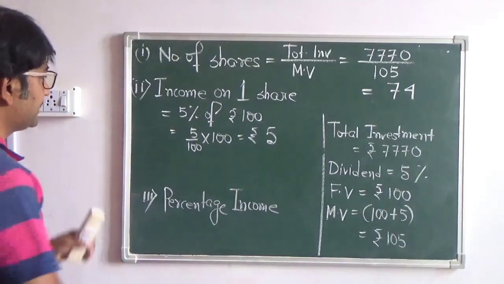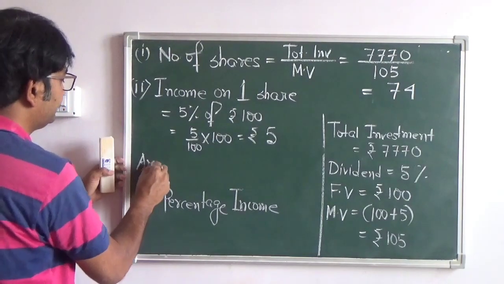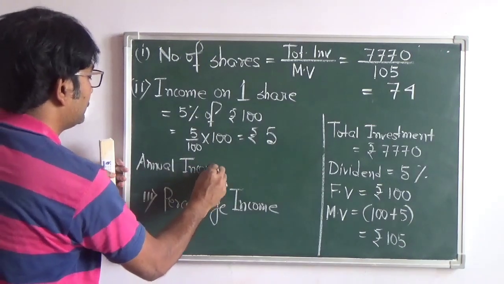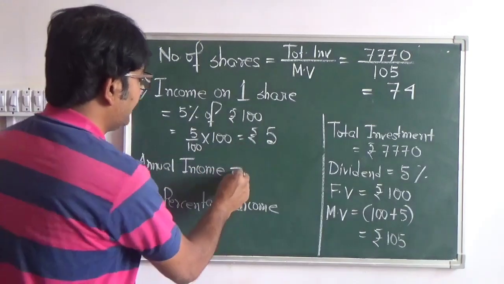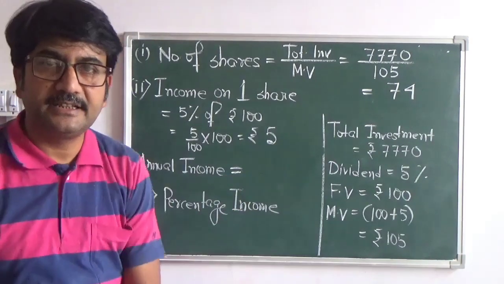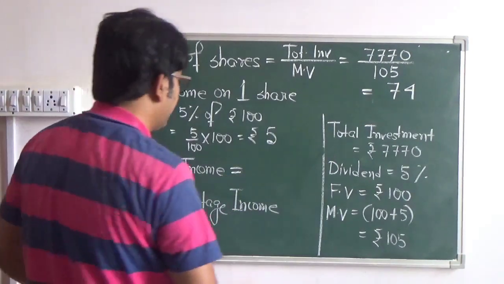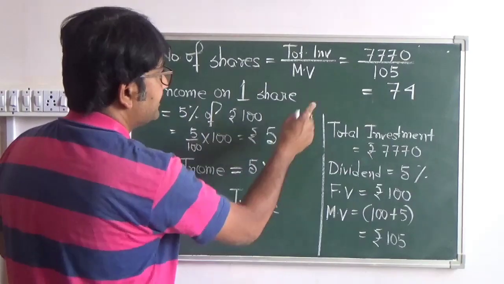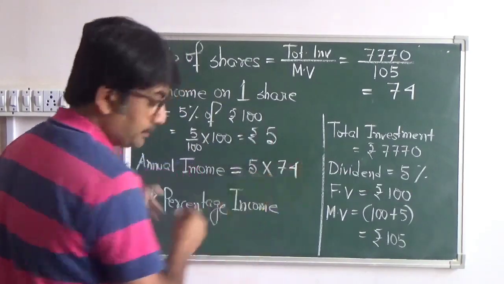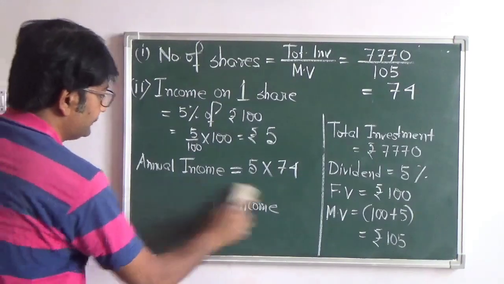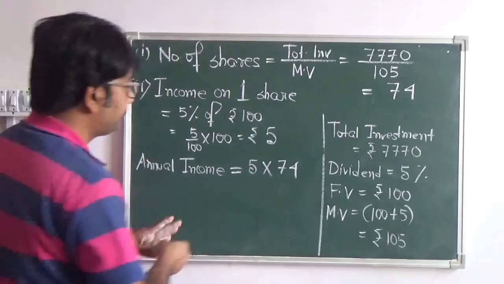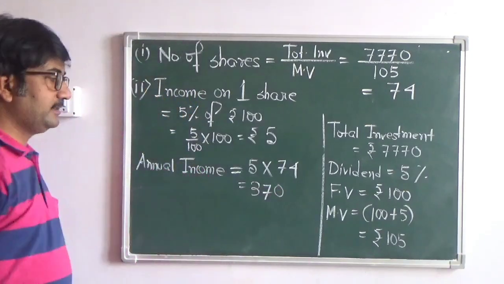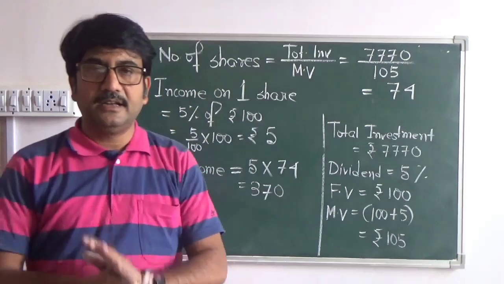So the annual income will be the income on one share multiplied by the total number of shares. The income on one share is rupees 5, and the total number of shares is 74. So 370 rupees is the annual income.